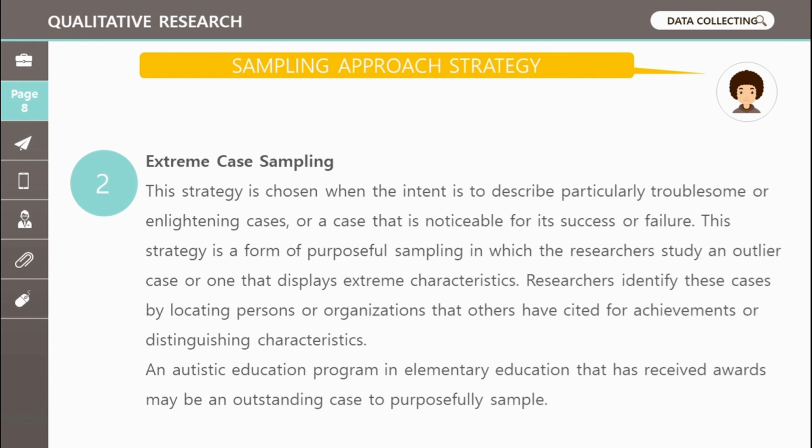The second strategy is extreme case sampling. This strategy is chosen when the intent is to describe particularly troublesome or enlightening cases, or a case that is noticeable for its success or failure. This strategy is a form of purposeful sampling in which the researchers study an outlier case or one that displays extreme characteristics. Researchers identify these cases by locating persons or organizations that others have cited for achievements or distinguishing characteristics. An autistic education program in elementary education that has received an award might be an outstanding case to purposefully sample.